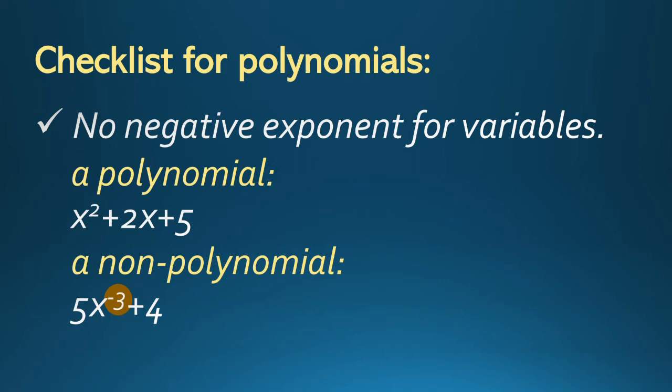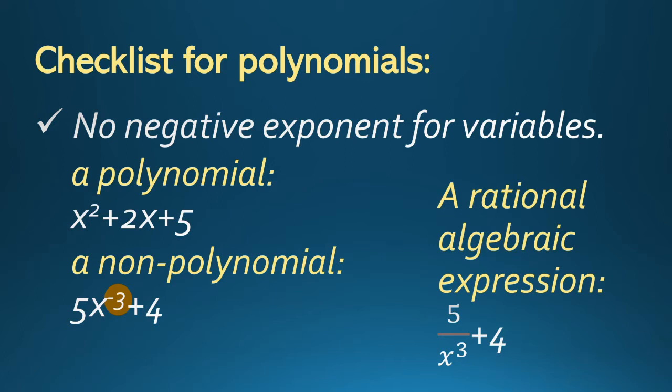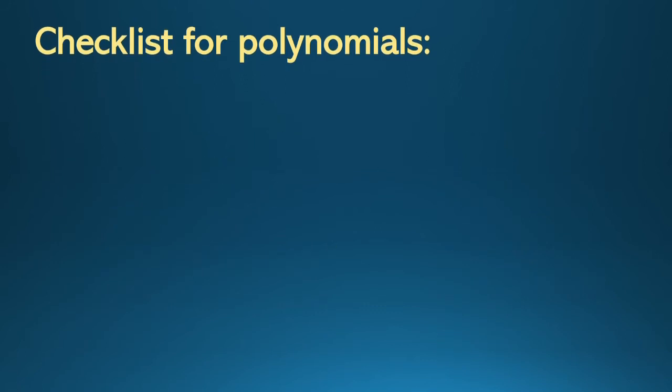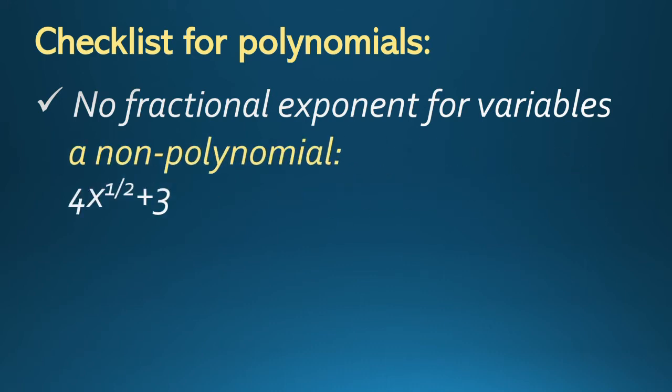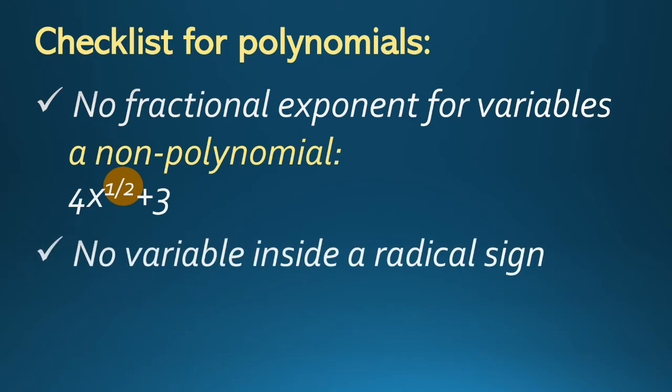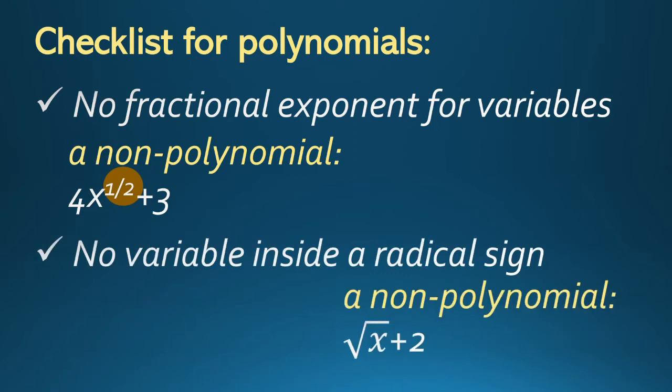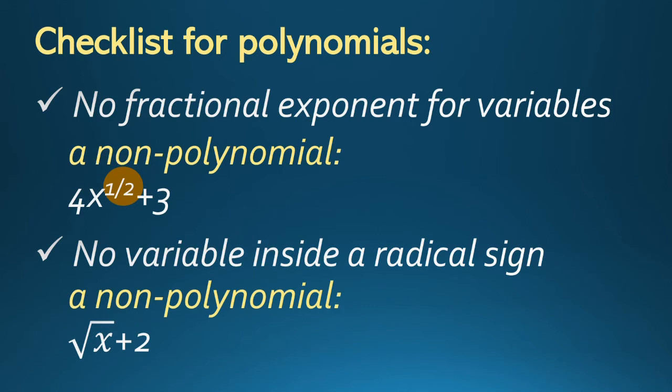For example, in this expression, we have a negative 3 exponent for x. We will just change it to 1 over x cubed. Kaya naging 5 over x cubed plus 4. Next, no fractional exponent for variables. So here's another example of a non-polynomial. Fractional yung exponent ni x. Next, no variable inside a radical sign. So ito yung example nito. It has a radical sign kasi merong square root.